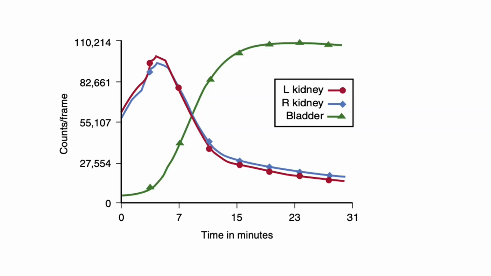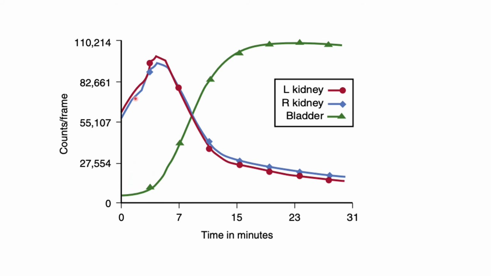This is an example of a normal renogram. As you can see, these are the phases of the renogram. First is the vascular phase, next is the cortical phase, and lastly, the excretion phase. Okay, as you can see here, both kidneys have normal renograms. Also, take note of the bladder activity.